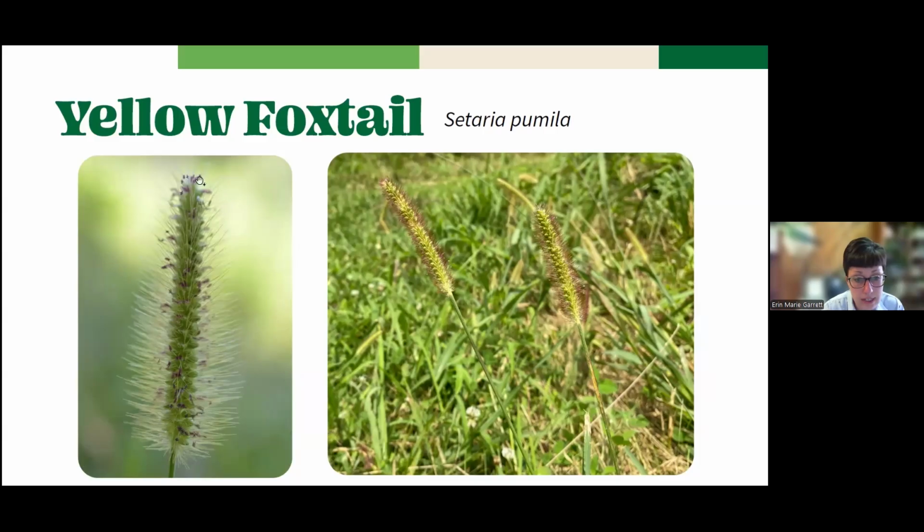This one here is in bloom. That's why you see all of that purple hanging out that's been pushed out of those spikelets. So that one is in bloom and flower trying to get wind pollinated.